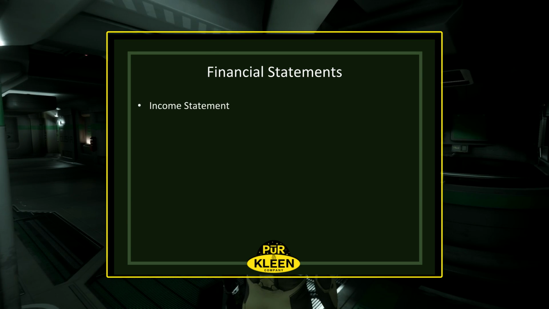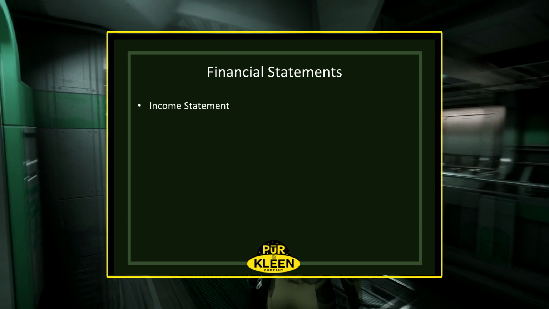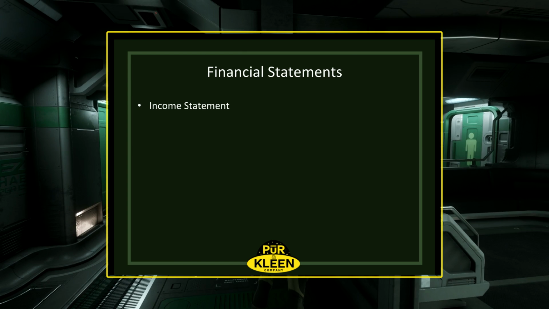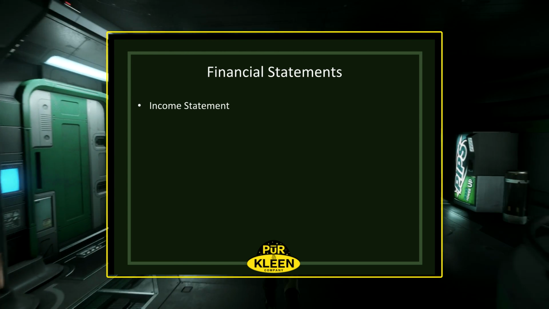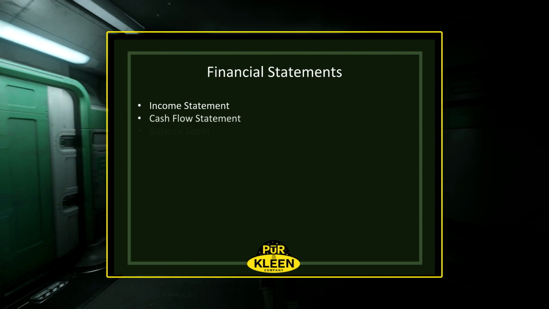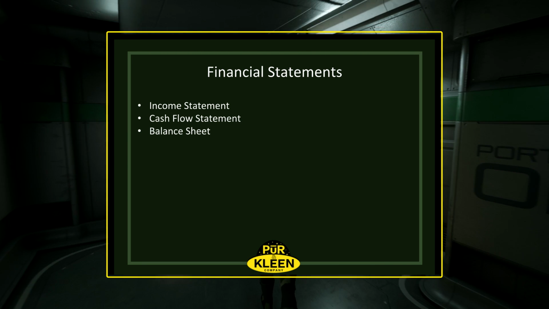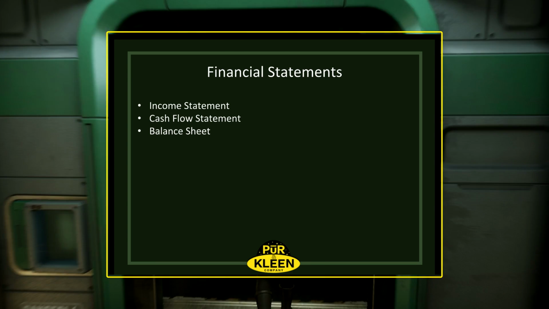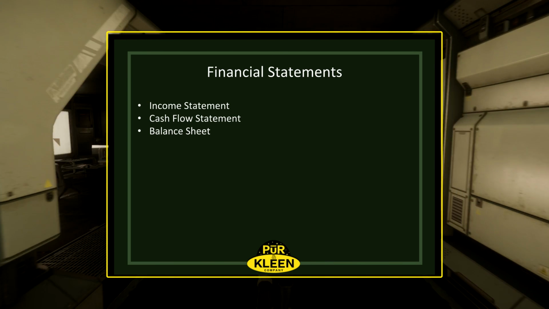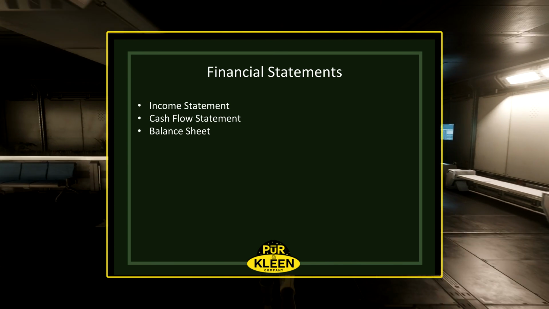So, financial statements. There are various kinds of financial statements that you can create to think about the finances for your business, and this can be your income statement, cash flow statement, balance sheet. Now, the income statement is by far the most important because at the basic level, it tells you how much money is coming in and how much money is coming out.